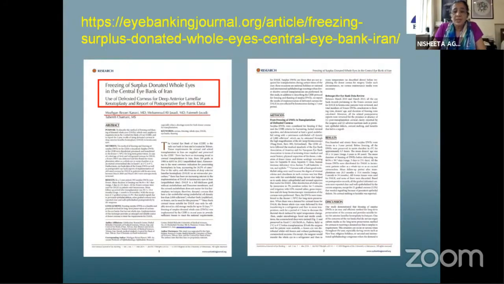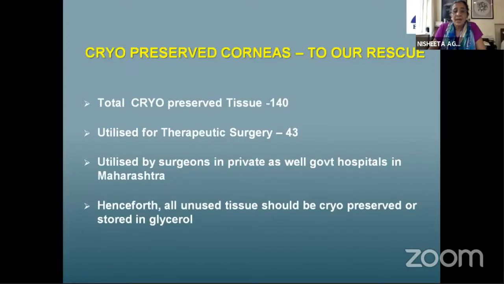So, next slide. We had 140 of these tissues that were preserved, waiting to be converted to vision graft, but we could not use it. So instead, we were able to give away about 43.